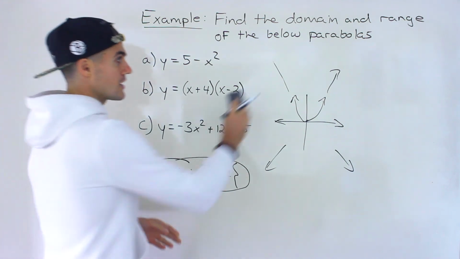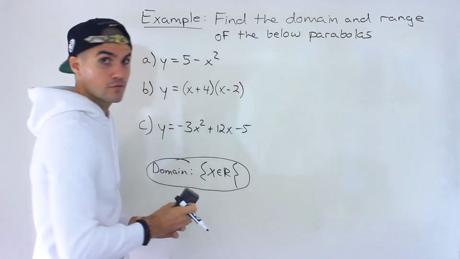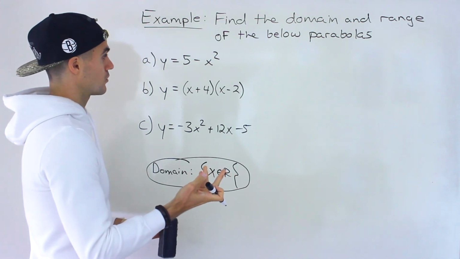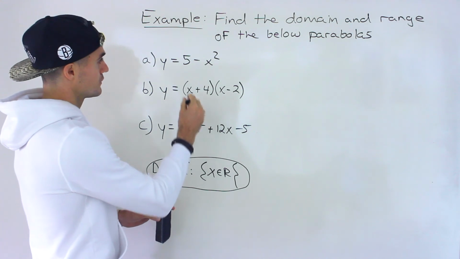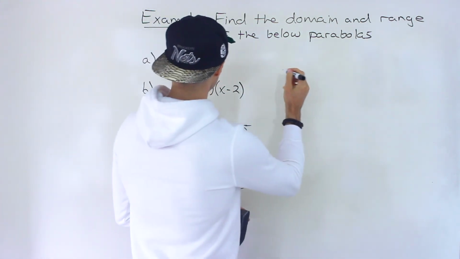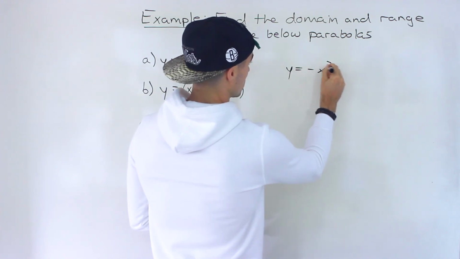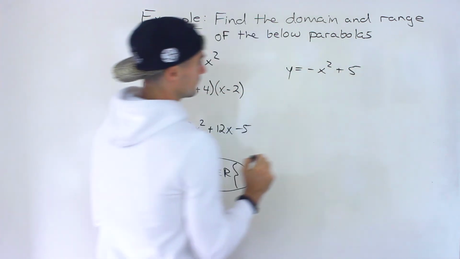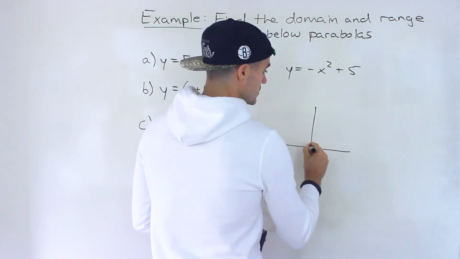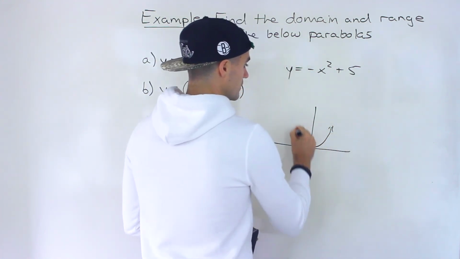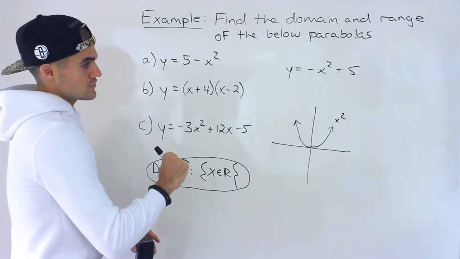Now, what's going to change is the range, because the range depends on the vertex of the parabola. And so we're going to find the vertex for all three of these in a different way. Now, the first one, y equals 5 minus x squared, I'm actually going to rewrite this as negative x squared plus 5. And this one's fairly easy to find the vertex for, because you could just take x squared and apply transformations to it.